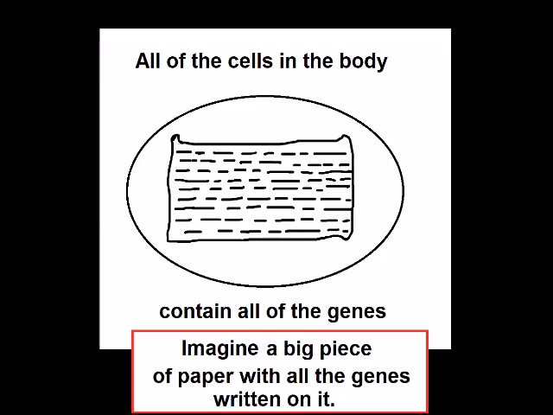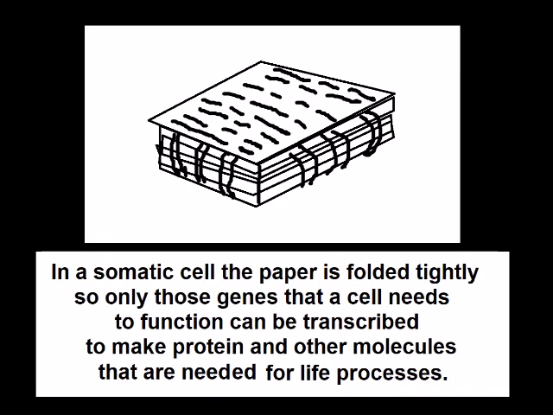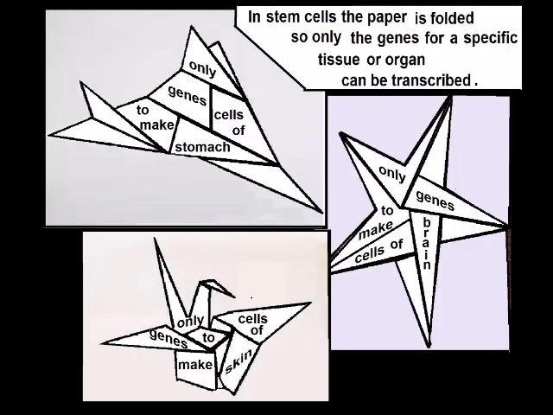All of the cells in the body contain all of the genes. Imagine a big piece of paper with all of the genes written on it. In a somatic cell, the paper is folded tightly, so only those genes that a cell needs to function can be transcribed to make proteins and other molecules that are needed for life processes. In stem cells, this paper is folded so only the genes for a specific tissue or organ can be transcribed.